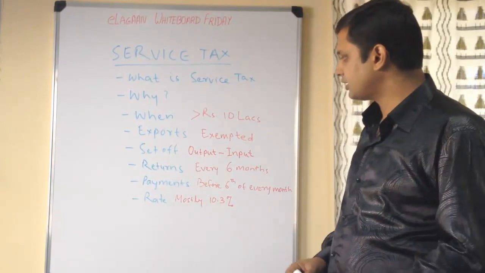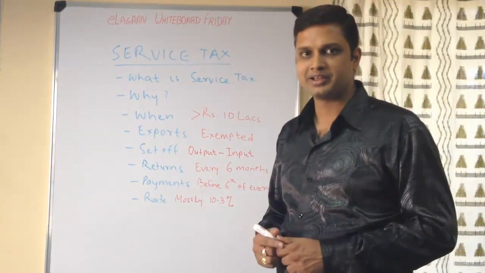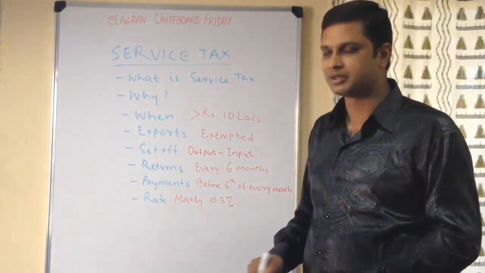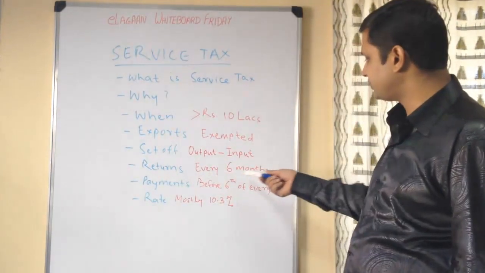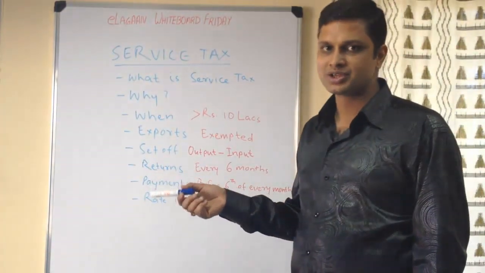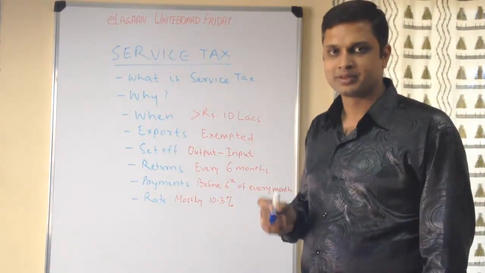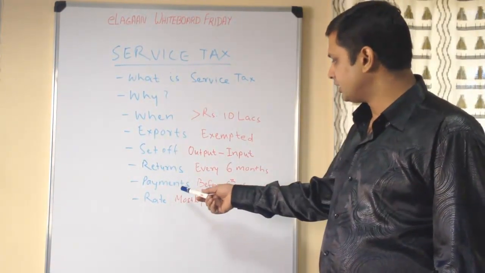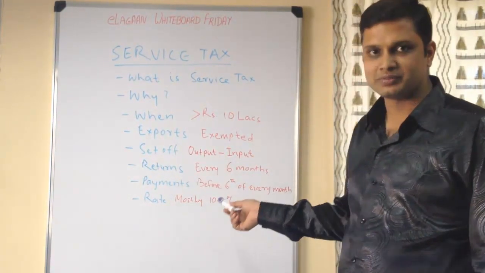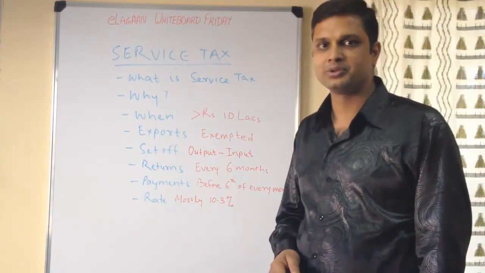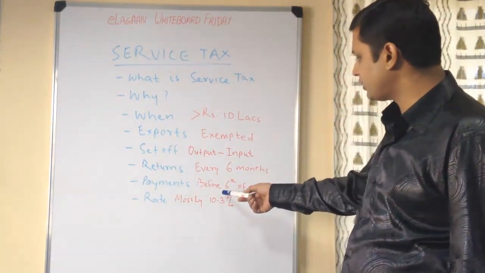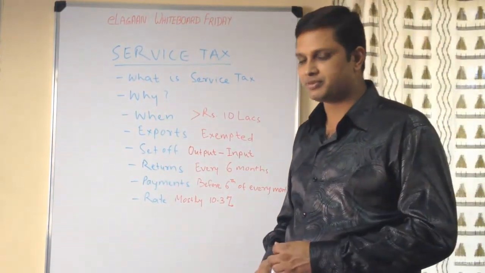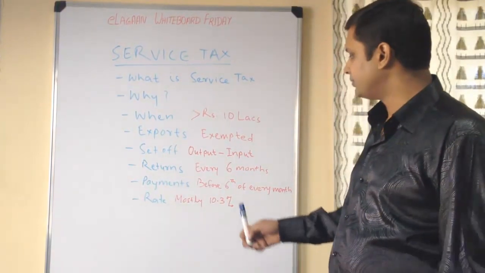Now we'll look at when the returns have to be filed. As you might be aware, most taxes have returns to be filed with the government. Service tax returns are filed every 6 months, for the periods ending March and September. So the returns are filed in the months of April and October accordingly. Although the returns are filed every 6 months, the tax payment is due every month. If you are making an online payment, the 6th is the due date for making the payment. Otherwise, the 5th is the due date for payment of service tax.